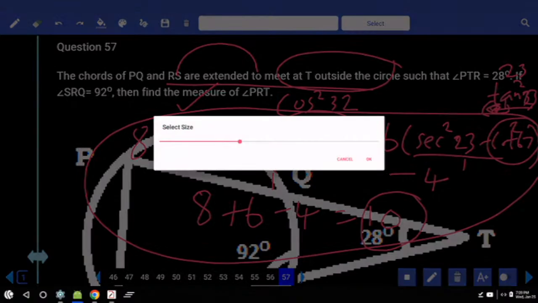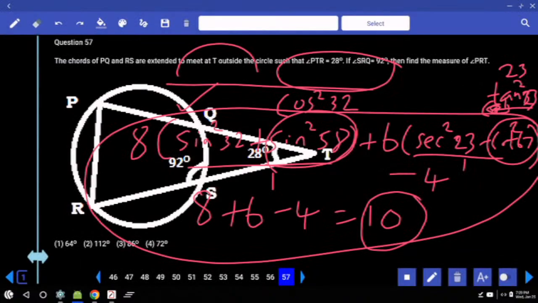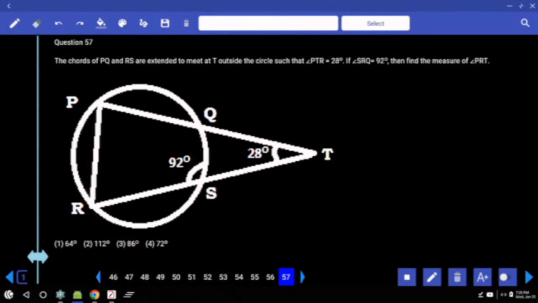Question 57. I think there is one small data correction here, if I'm not wrong. Right. He says angle SRQ, right? This angle we can write as angle RSQ. This is equal to 92. Now tell me one thing. If we join this QS, is it not a cyclic quadrilateral? Yes or no? It's a cyclic quadrilateral. Okay.